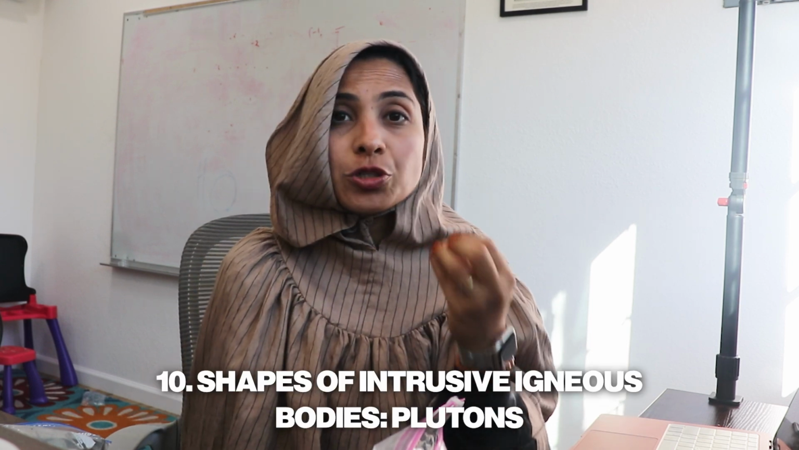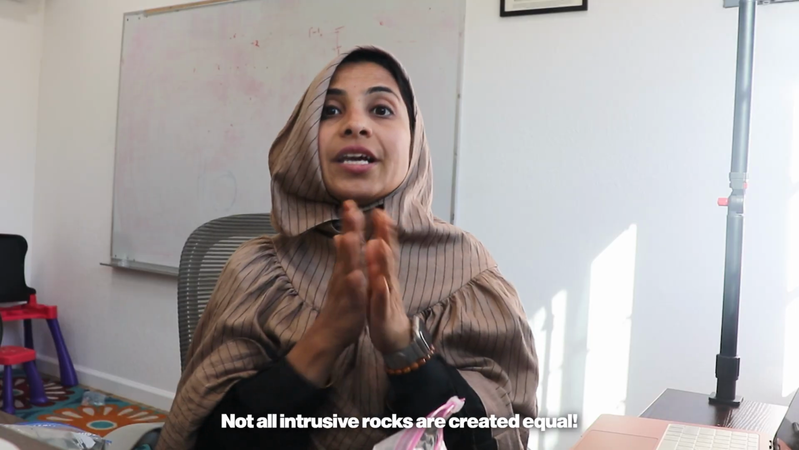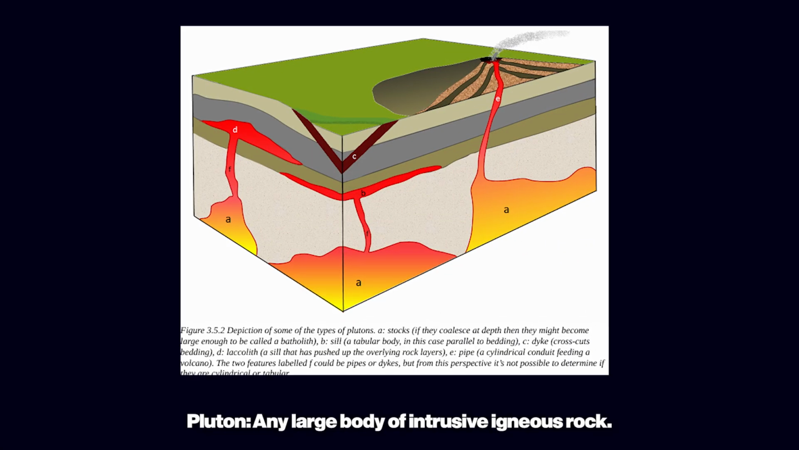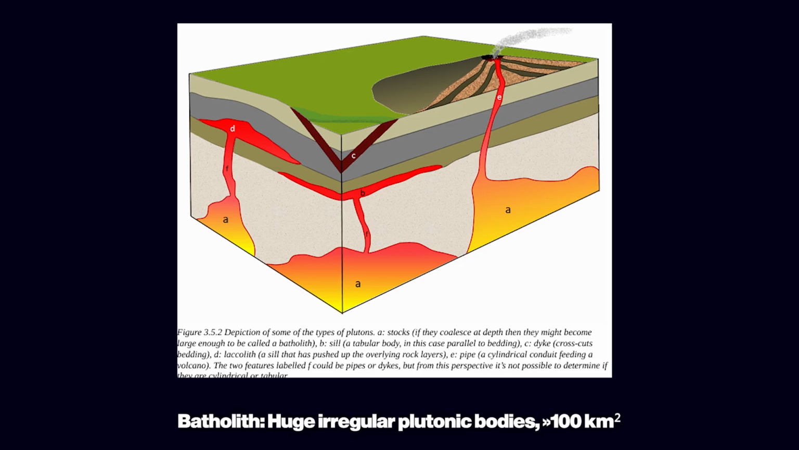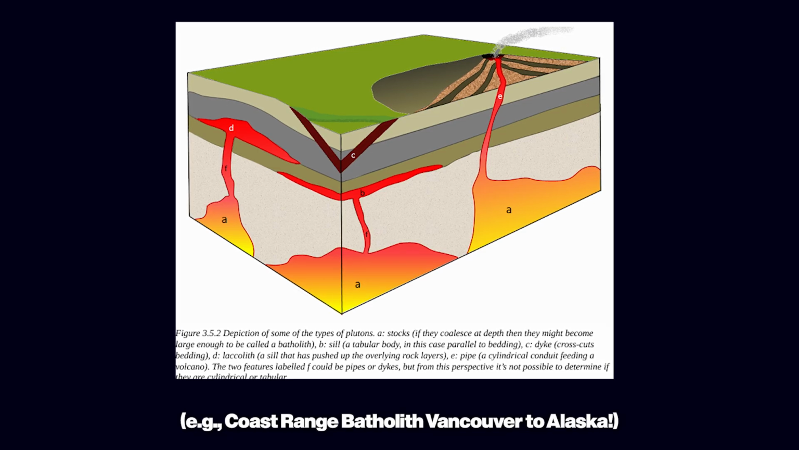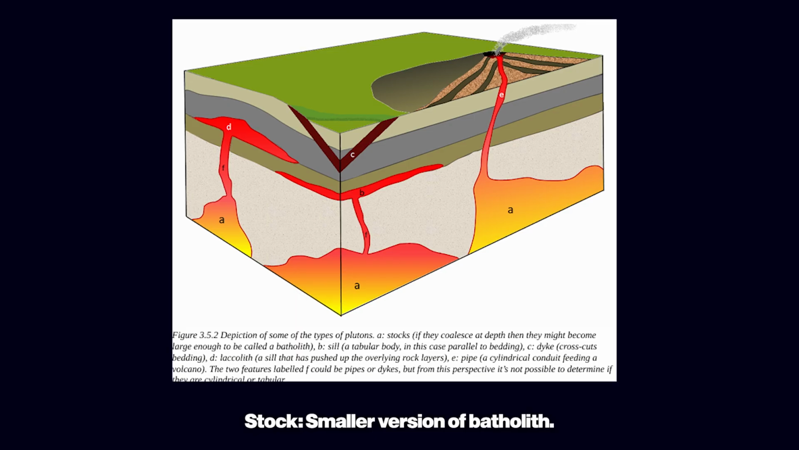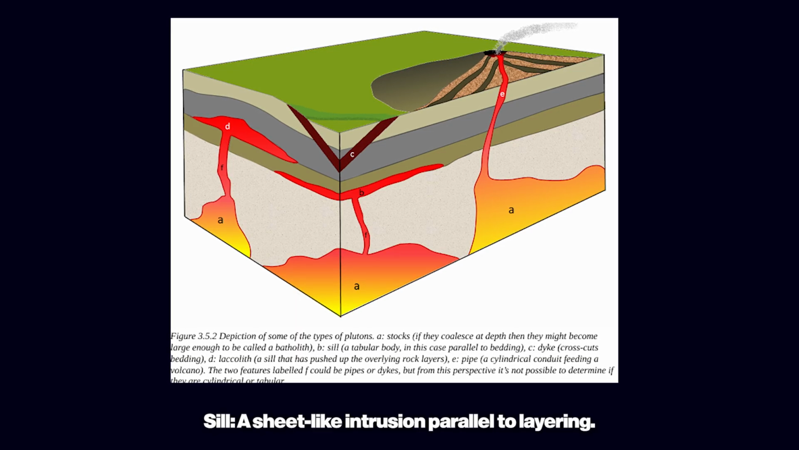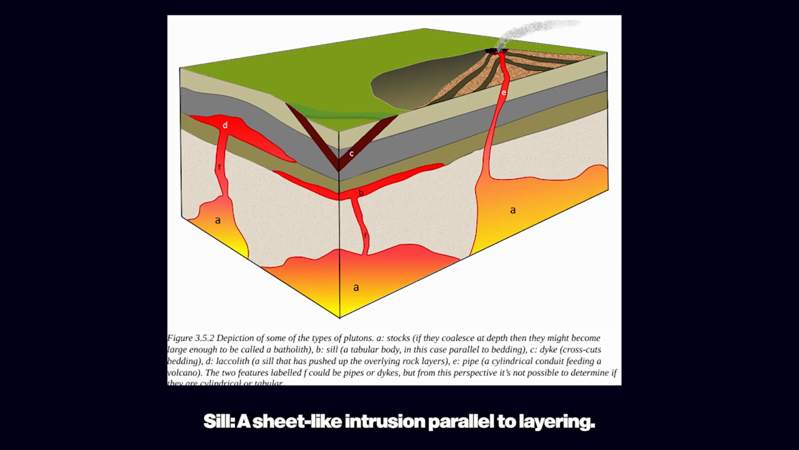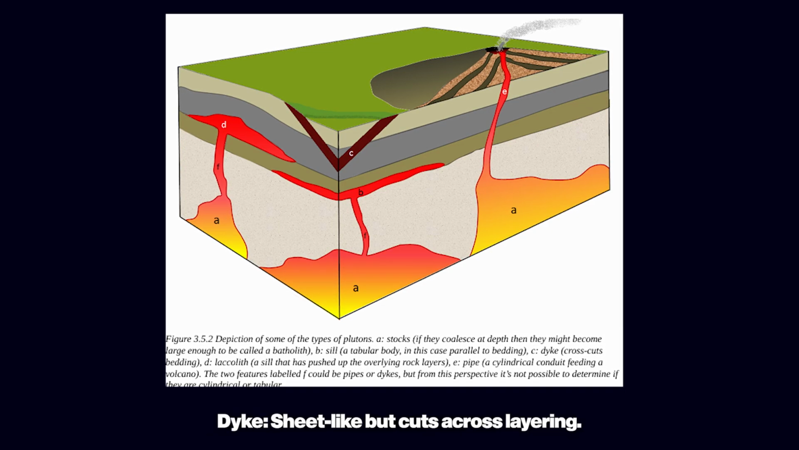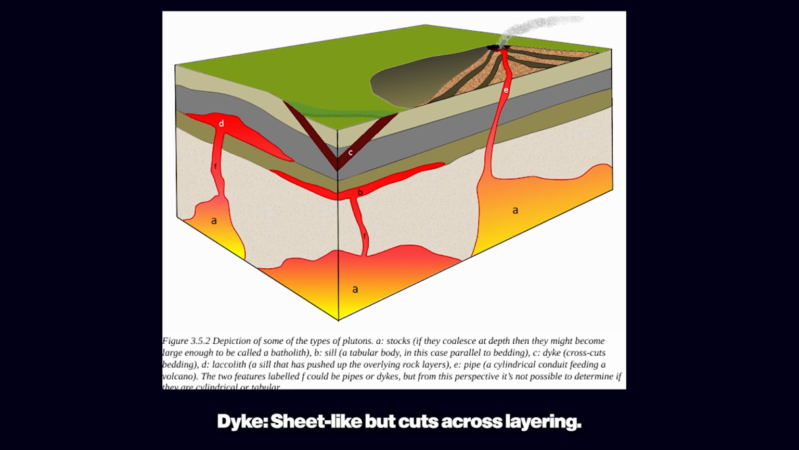Now, shapes of intrusive igneous bodies. Plutons. Not all intrusive rocks are created equal. A pluton is any large body of intrusive igneous rock. A batholith is a huge irregular plutonic body, like the Coast Range batholith, from Vancouver to Alaska. A stock is a smaller version of a batholith. A sill is a sheet-like intrusion parallel to the layers. So these are the layers and you have an intrusion, that's your sill. Whereas a dike is the opposite, it's perpendicular. It cuts through all the different layers of rocks.